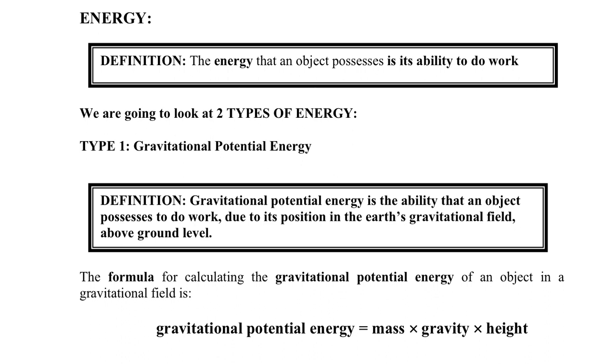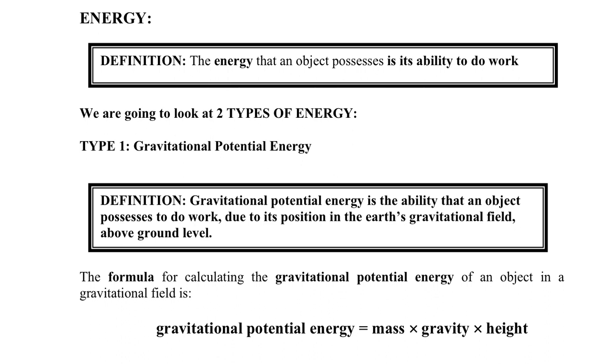Now, in grade 7, you should have learnt about the different types of energy. The main types of energy: heat energy, potential energy, kinetic energy, electrical energy, etc. So in this video lesson, we're going to focus on gravitational potential energy and how to use the mathematical formula for gravitational potential energy to solve problems that involve gravitational potential energy.